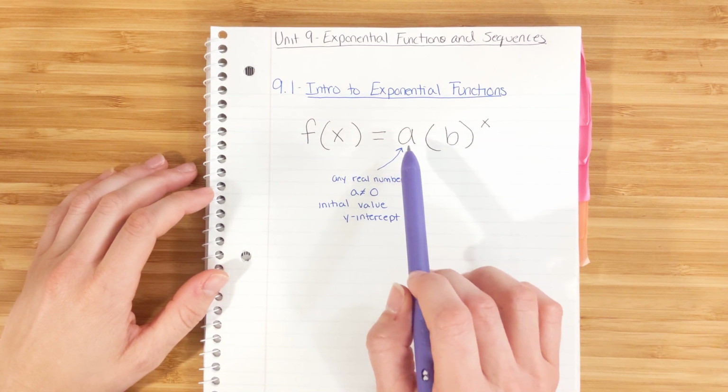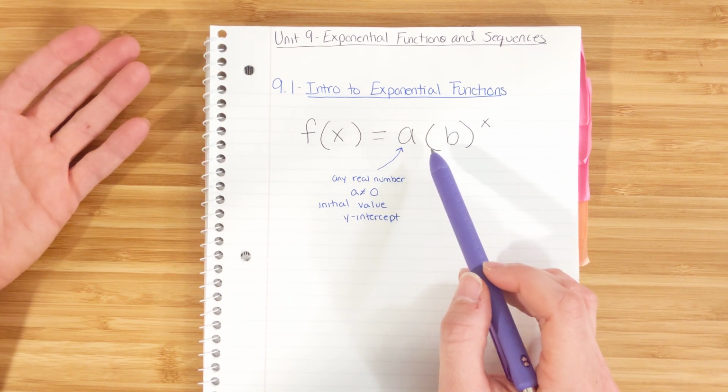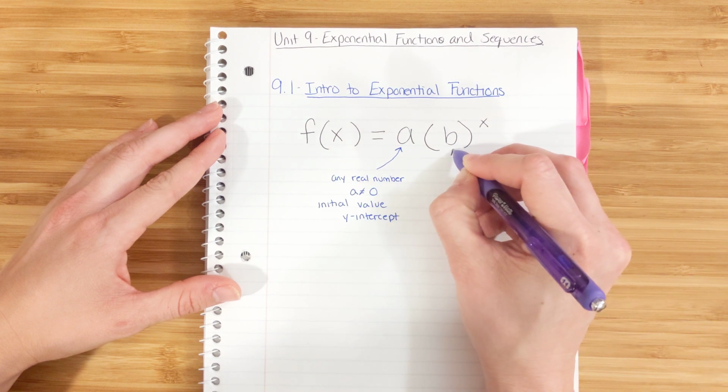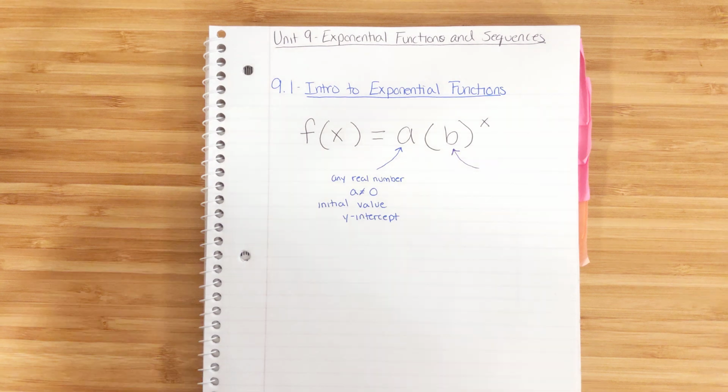So that would be the amount of money that we started with, or the amount of whatever it is that you're measuring when you start your measurement. The B is how much it's changing by. Okay, so in our money example, we were doubling every single day.